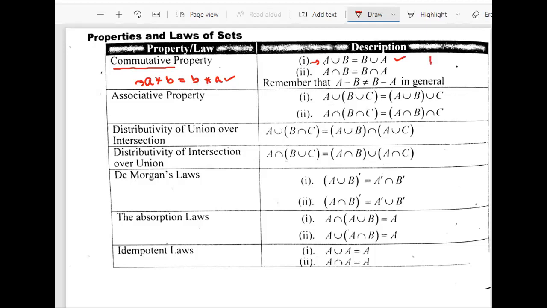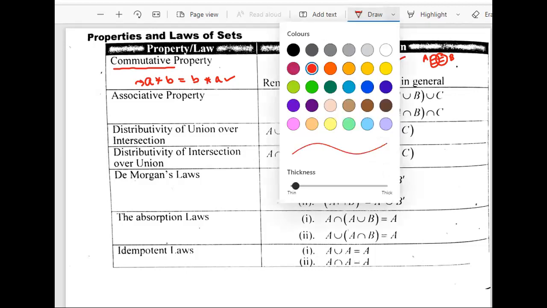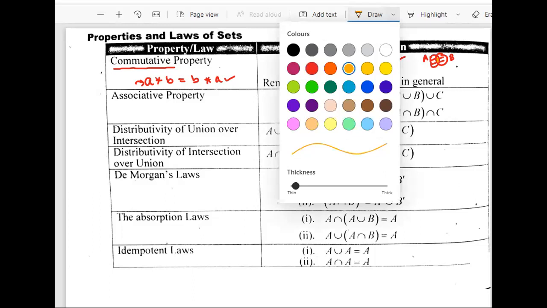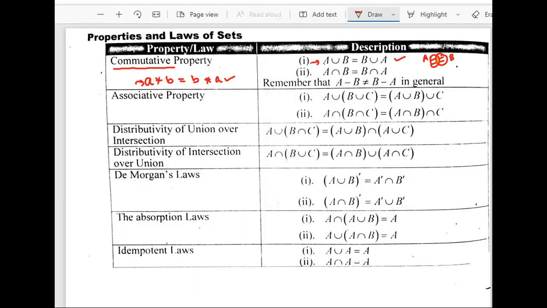For example, I have two sets, let's say A and B. This is A and this is B. If I'm saying A union B or B union A, every time what I'm trying to say is all this area. And when I say A intersection B or B intersection A, every time I'm just talking about the intersection area, this central area, right? So order does not matter. And this is why it is called the commutative property. Remember that A minus B is not equal to B minus A in general.